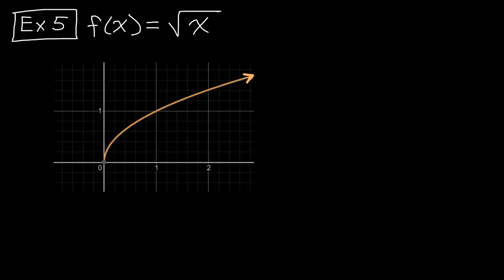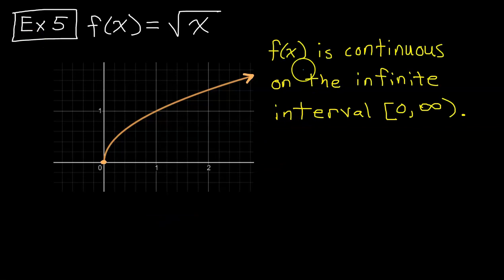Let's finish with an example that's a little bit different. Take a look at this graph of the square root of x. Clearly, this function is continuous throughout its domain. It is unbroken. However, the domain of this function is from 0 to infinity. This is neither an open interval nor a closed interval. So what are we going to do? We could say that f of x is continuous on the infinite interval from 0 to infinity.